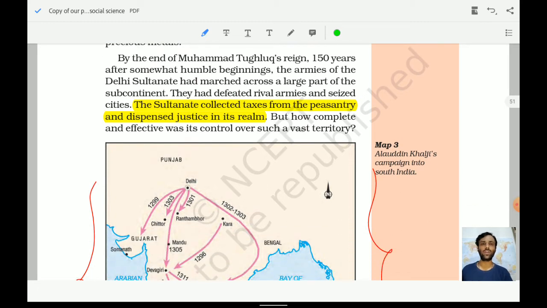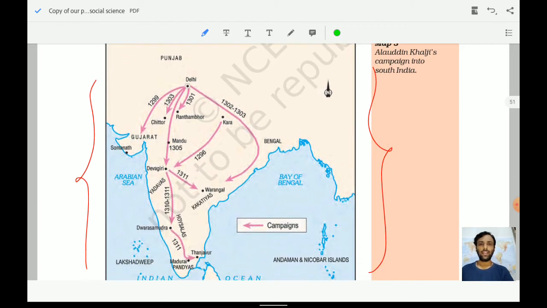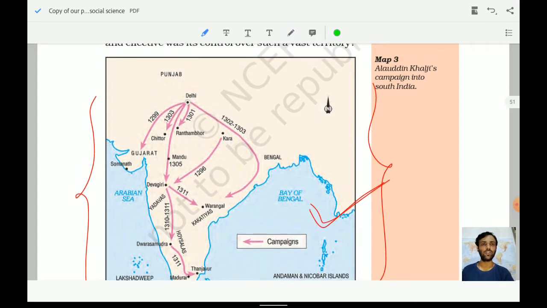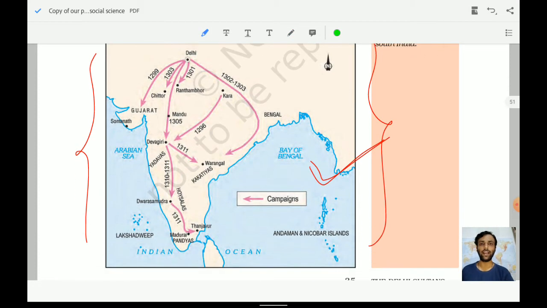Not reading the stories multiple times will not help you. So in this particular map, what it is doing is showing Alauddin Khilji's campaign into southern India. After his rule, what all parts he has taken, he launched his campaign, such as in 1299 he went to Gujarat, then in 1303 Chittor. So these are the different parts.